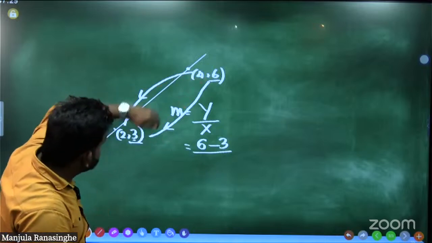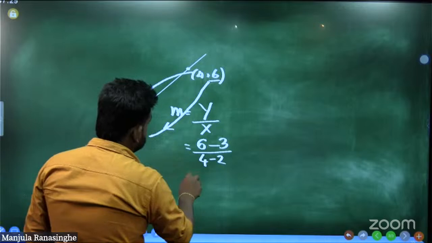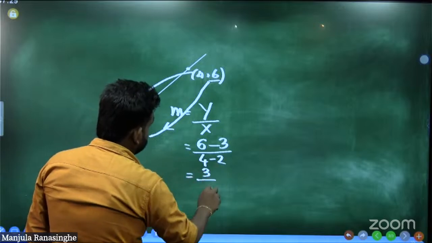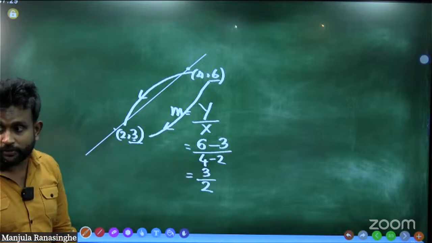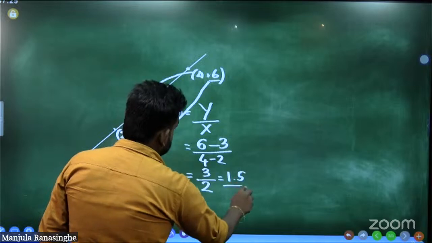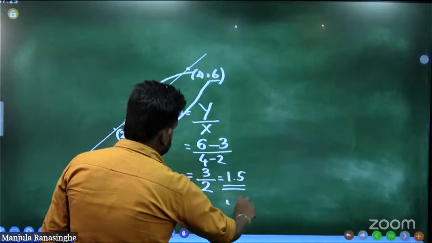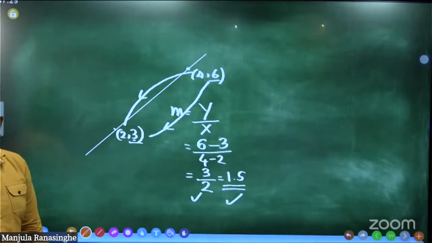6 subtract 3 divide by 4 subtract 2. Then it comes 6 subtract 3 means 3 upon 4 subtract 2 means 2. That is 3 upon 2 as a fraction. If you convert to a decimal, that is 1.5. Both the fraction mode and the decimal mode are acceptable. Okay, gradient is this one.